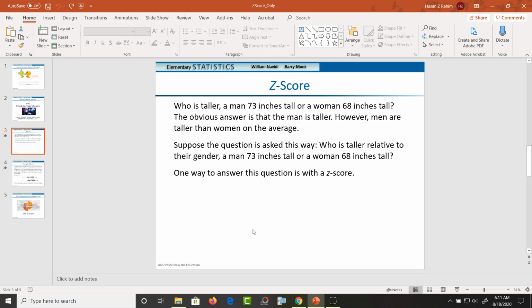But if the question is asked this way, who is taller relative to their gender, a man 73 inches tall or a woman who is 68 inches tall? And the answer to this question can be done with a z-score. So how does a z-score work?